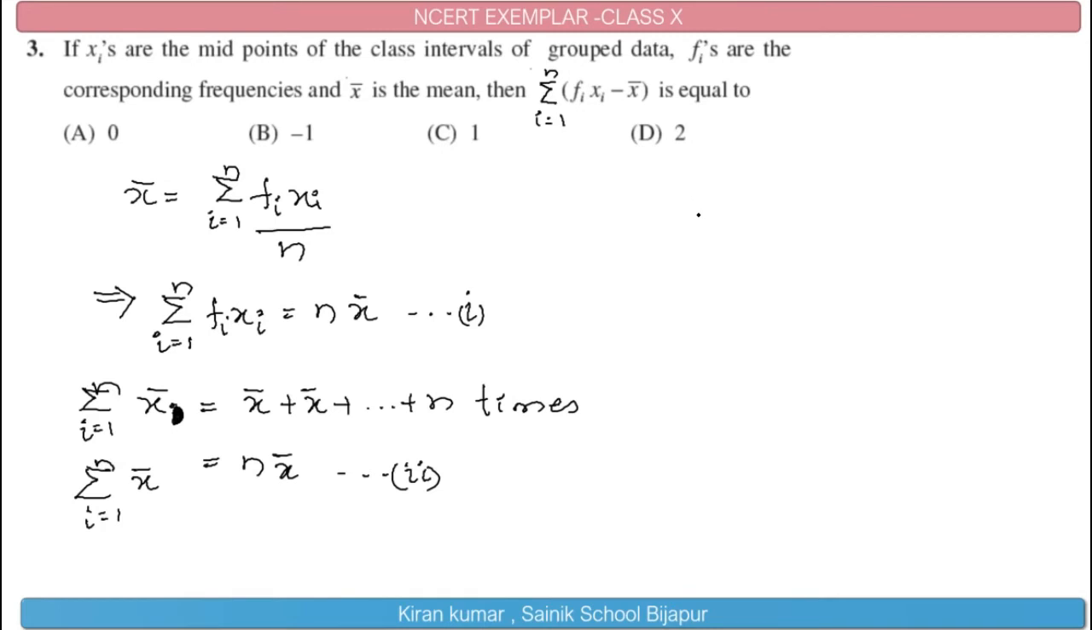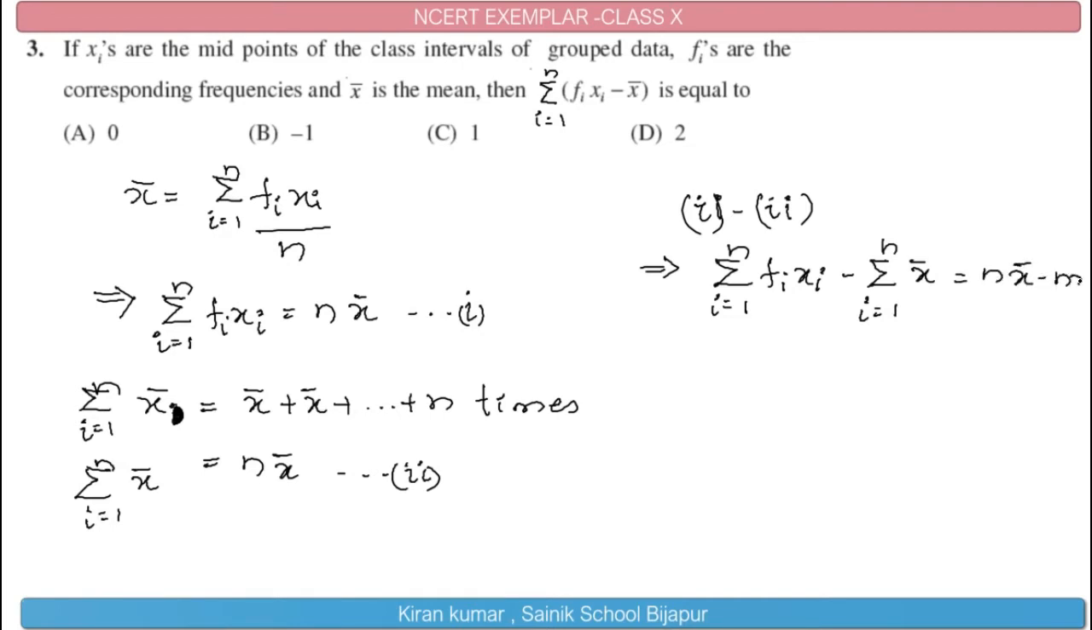Let's do this. Equation 1 minus equation 2, what do we get? We get sigma i from 1 to n fi xi minus sigma i from 1 to n x bar will be equal to nx bar minus nx bar, which is nothing but 0. So this verifies that option A is the right answer. Option A is 0.